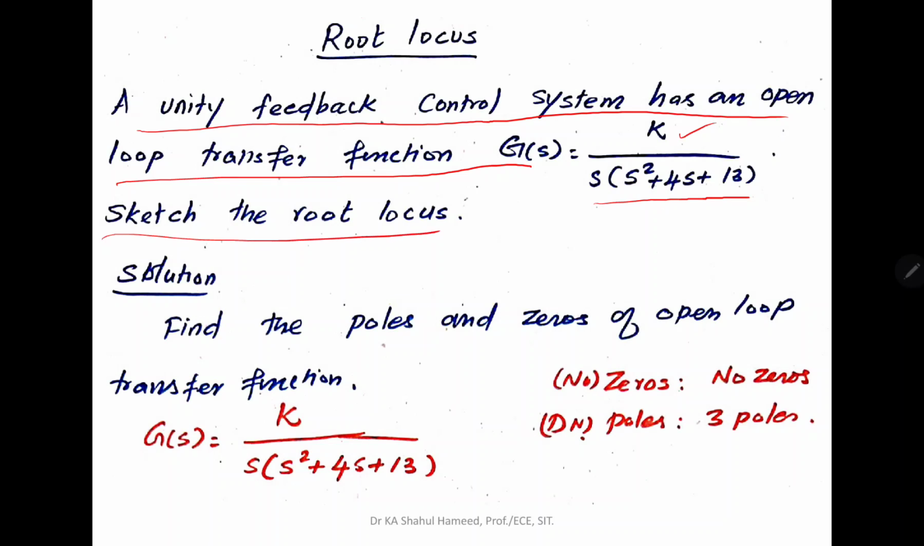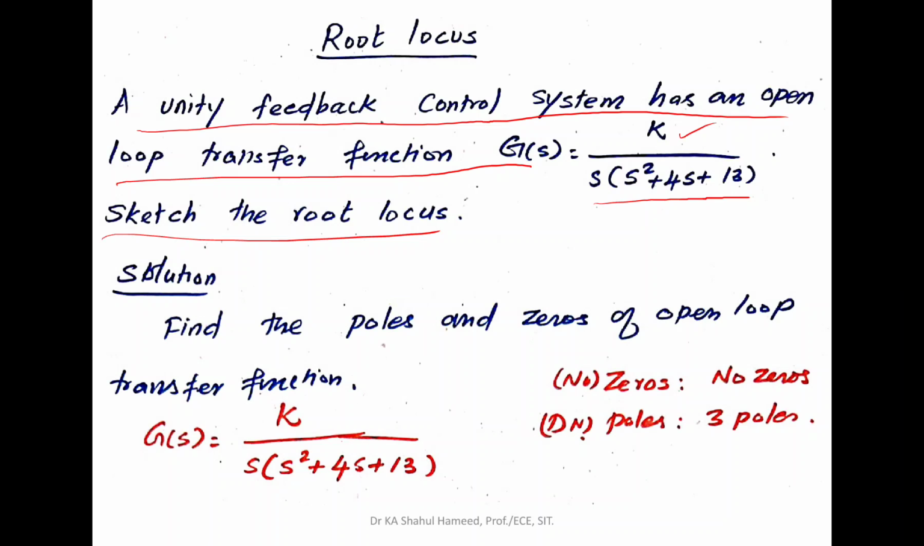So here they have given a problem with an open loop transfer function. We are going to draw the root locus for the given open loop transfer function. In order to draw a root locus, we have to follow a set of steps. We are going to discuss them one by one, and finally we are going to draw the root locus in the graph.